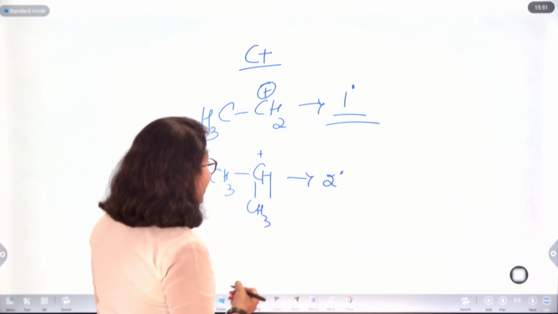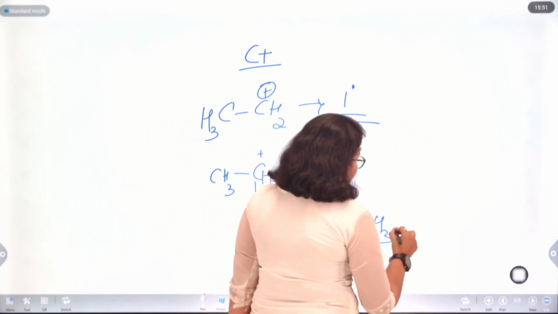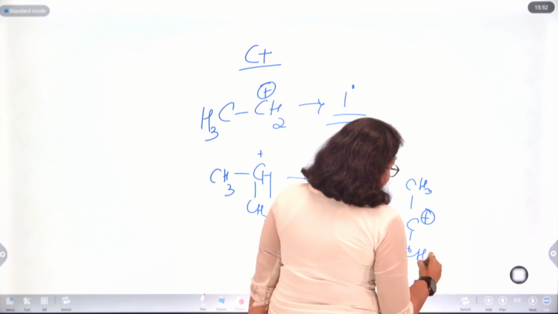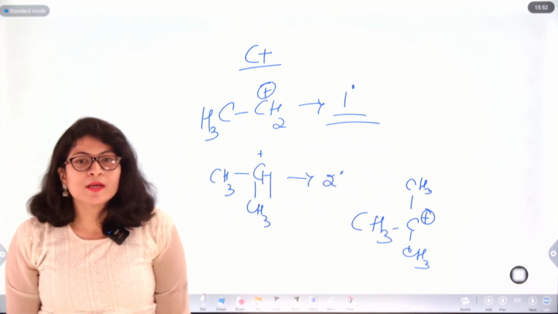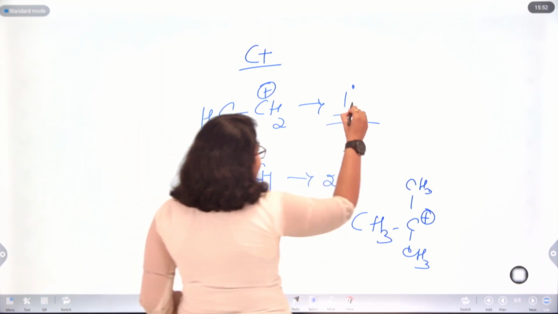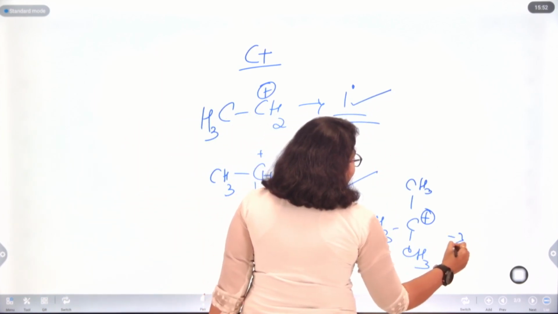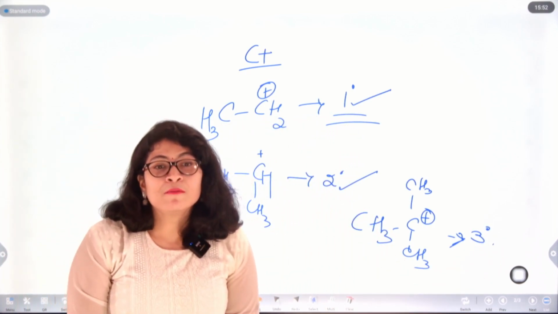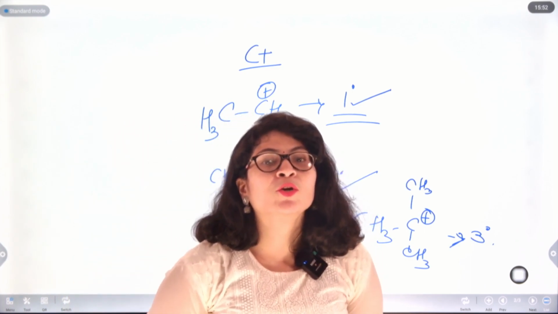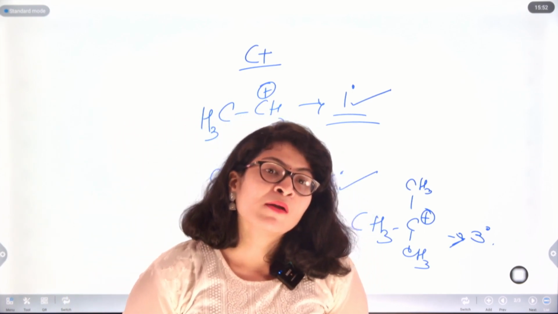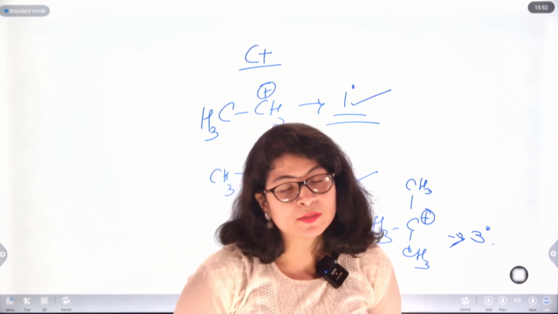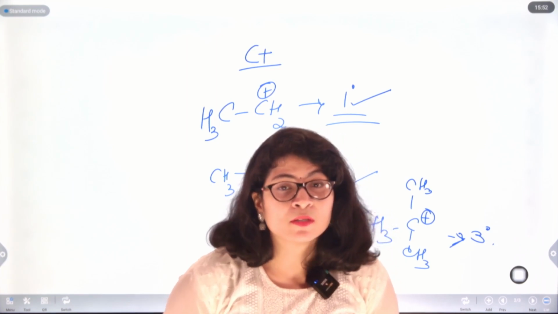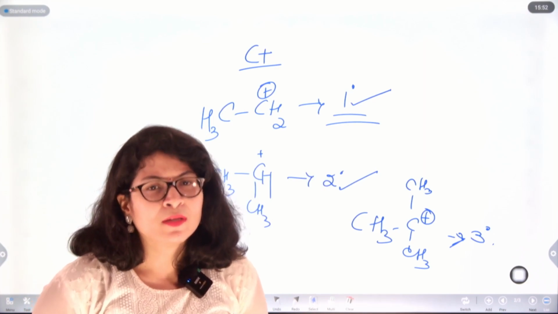Then it becomes a 3 degree carbocation. This is 1 degree carbocation, 2 degree carbocation, and this is 3 degree carbocation. So now we have 3 different possibilities. It can be 1 degree, 2 degree, or 3 degree carbocation. Now you have to compare the stability of 1 degree, 2 degree and 3 degree. For understanding stability, you have to understand 2 concepts: one is inductive effect and another one is hyperconjugation, which we will take up in the later sections to come.